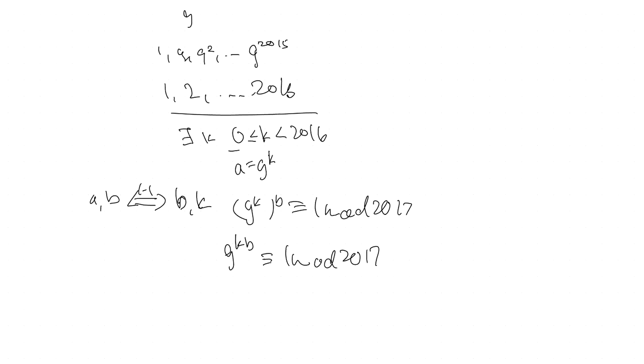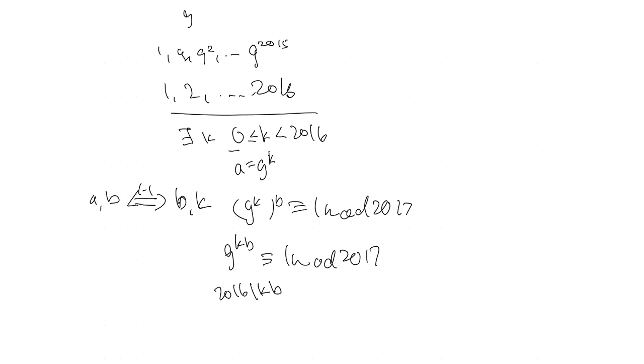Euler's theorem, not quite, because 2017 is prime. And so the correct answer is Fermat's Little Theorem, or FLT. And I'm going to apply that again. And we can use this to show that since g is a primitive root, 2016 divides k times b.